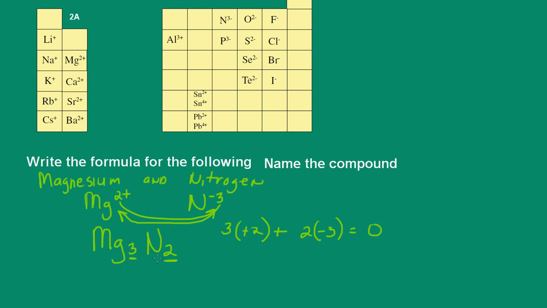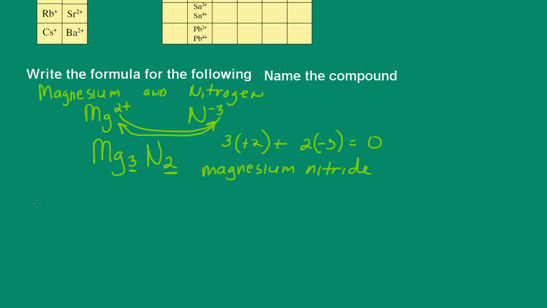Now, let's name this compound. From our rules, we know that our metal would be named magnesium. And here we have a -3 nitride ion. Remember, we use the "ide" ending, so this would be magnesium nitride. Let's try another one.